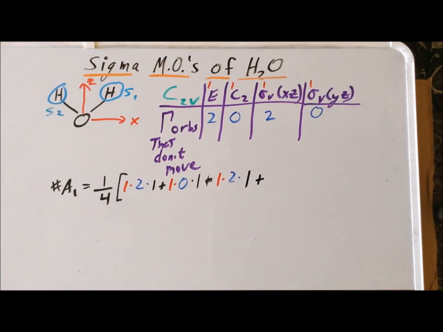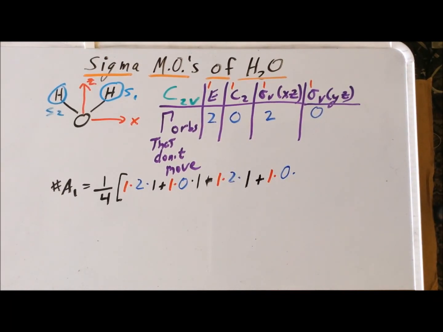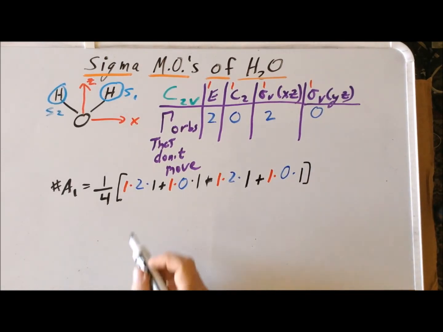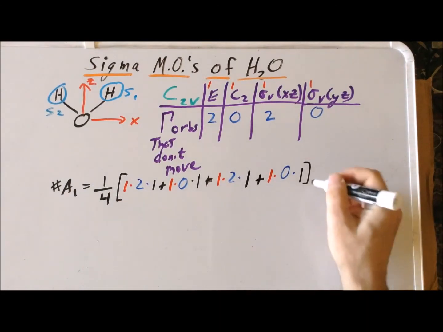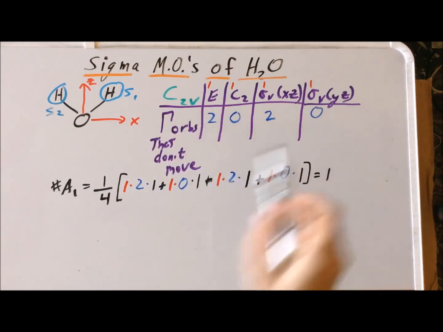Last but not least, for the last class, there is 1 operation in the class, 1. The character from the reducible representation is a 0, and the character from the irreducible representation A1 is a 1. So we see that we have 2 plus 2 is 4, so 4 divided by 4 is equal to 1. So as there is 1 A1 inside the reducible representation, gamma orbs that don't move.